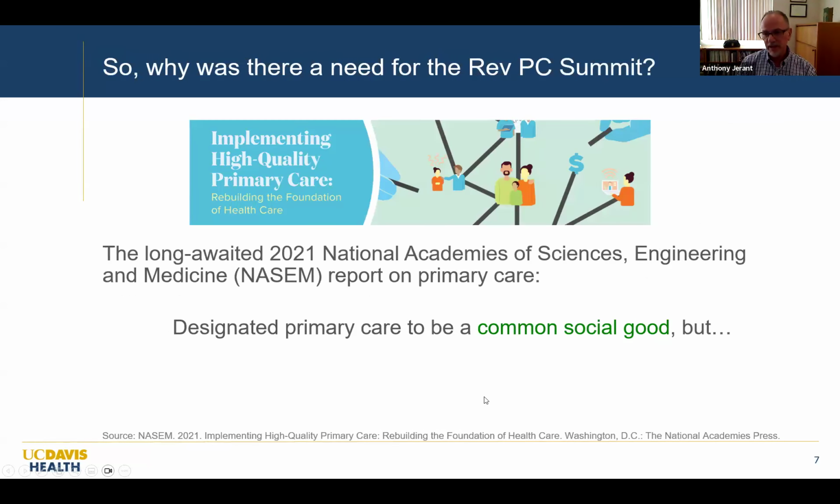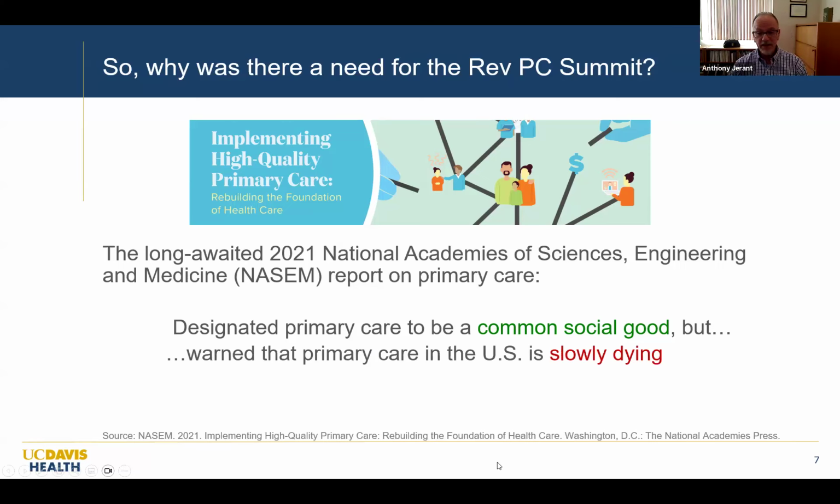So, all right, if it's the greatest thing since mom and apple pie and the flag, why is there a need for Rev PC? Well, they reaffirmed in the NASEM report that primary care was such a great thing, and it actually should be considered, instead of being a commodity, a common social good, something that everybody has access to and should have access to, like clean air and water, right? But they also pointed out that primary care in the US has been slowly dying, and that's a pretty sobering assessment. So let's learn more about that.